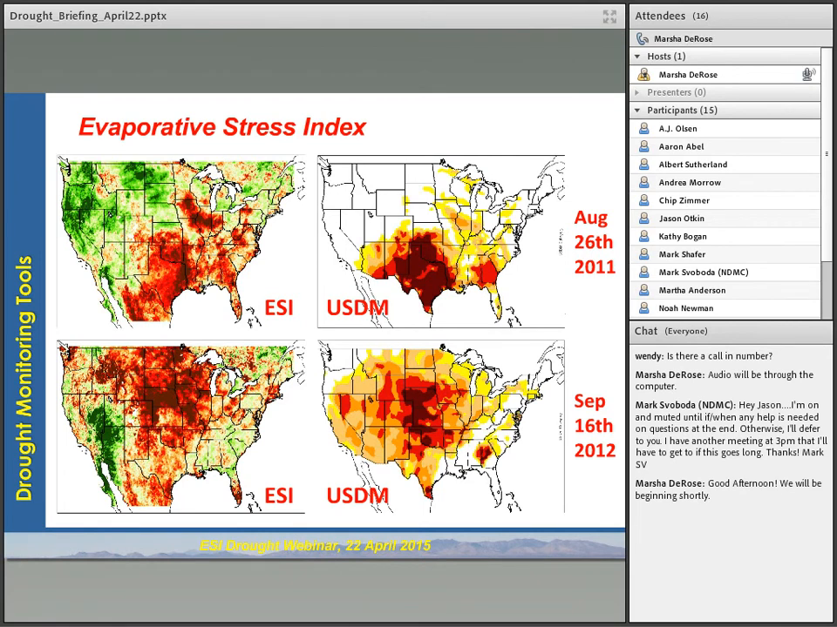You can also notice the very high spatial resolution of the ESI datasets, with spatially continuous observations available across the entire United States every 2.4 miles in distance. Next slide, please.